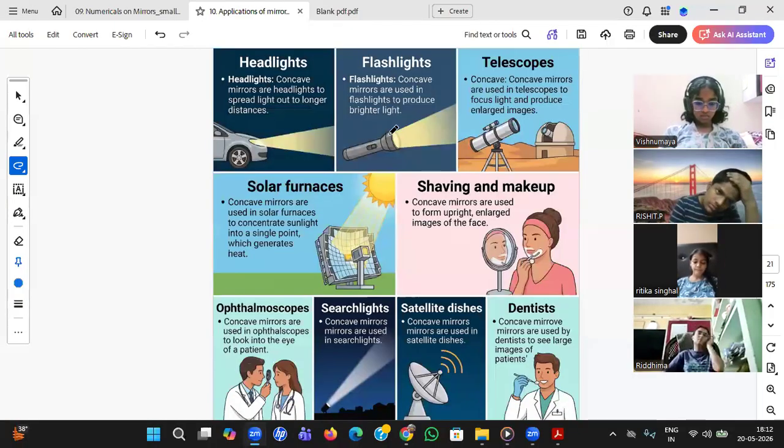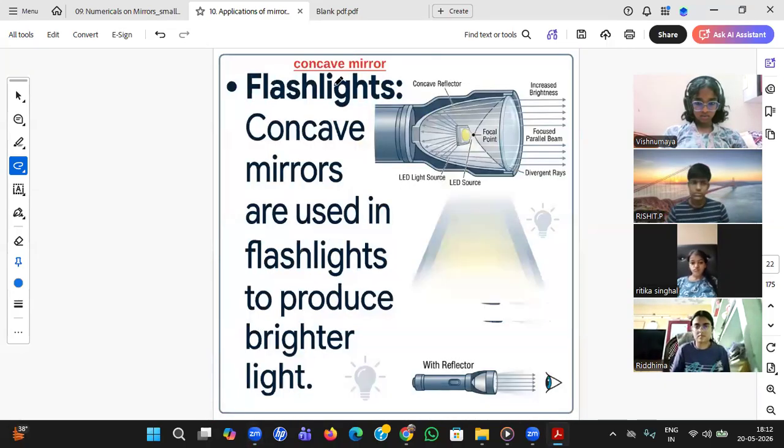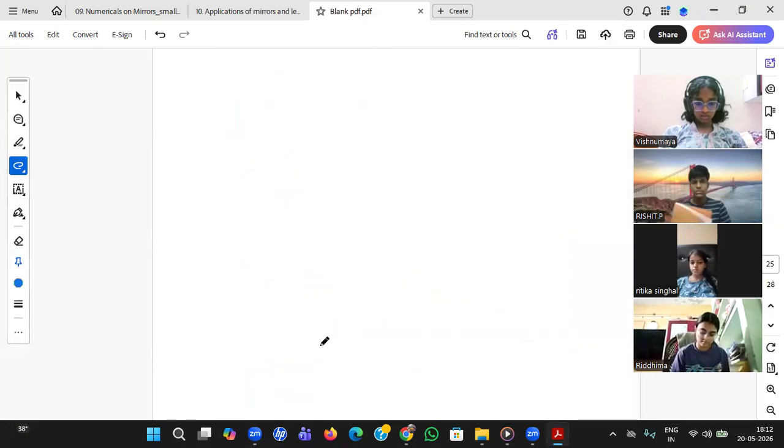Okay, so before going to the lens, let us understand where we use these particular things. Where do we use these mirrors? Let us understand step by step. You need to write only the definition, but I'll help you step by step. Flashlights or searchlights. So first of all, what is light?